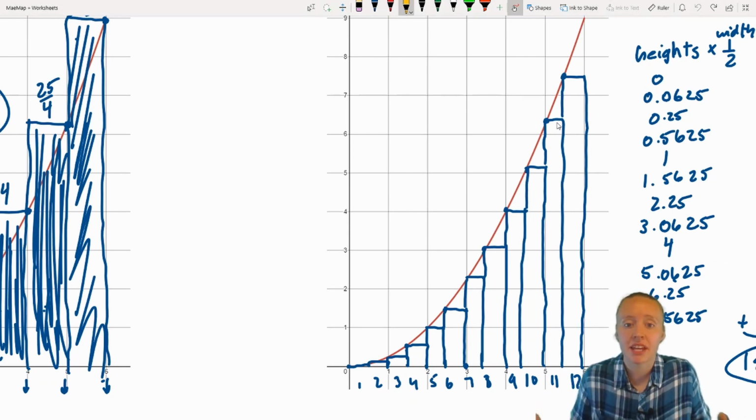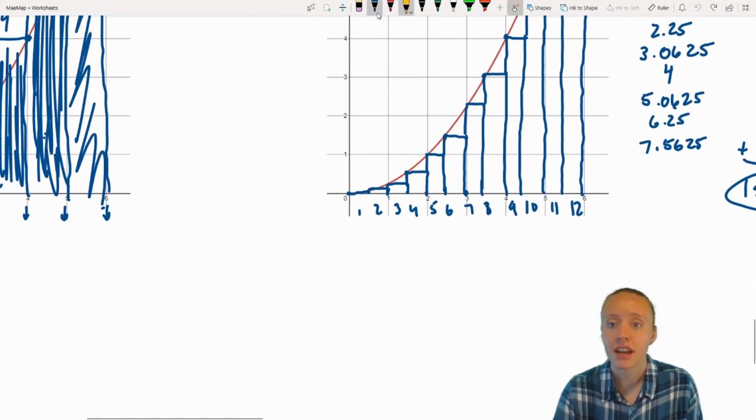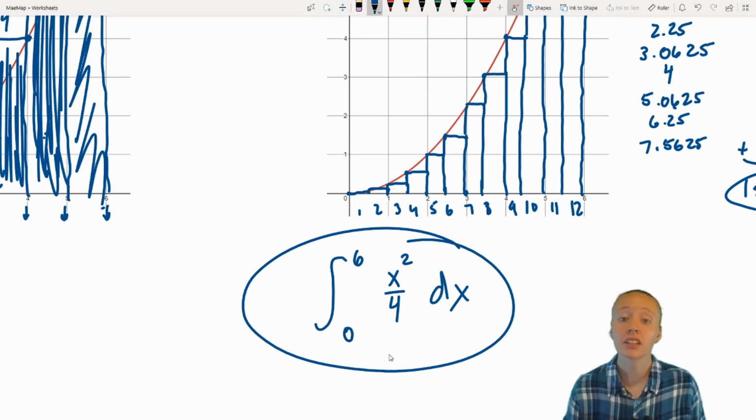And you may ask me, how do I know that the actual area is 18? Well, that's by actually setting up an integral and integrating this, because remember the integral is going to give us the area between our function and our x-axis, which in this case, we're going to have the integral from 0 to 6 of x squared all over 4, and we're going to integrate that with respect to x. Later, you're going to learn how to actually do this and understand the exact setup that I have here.